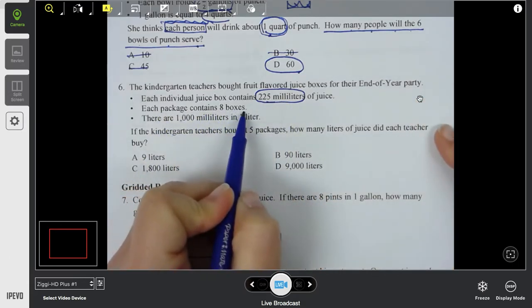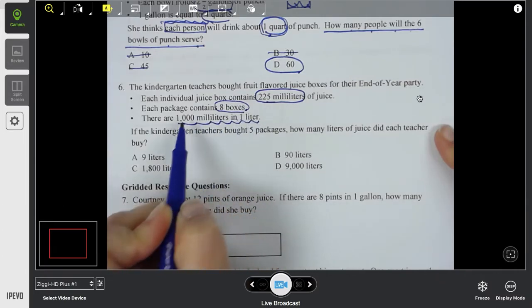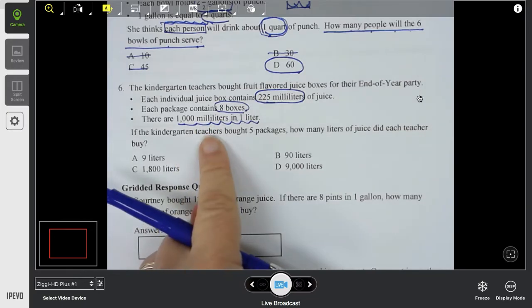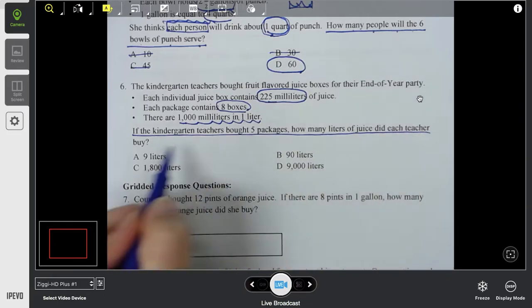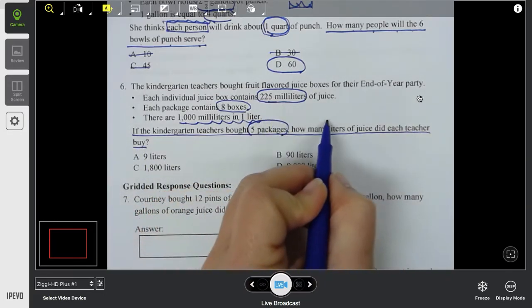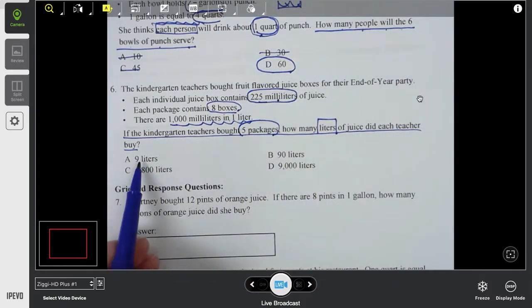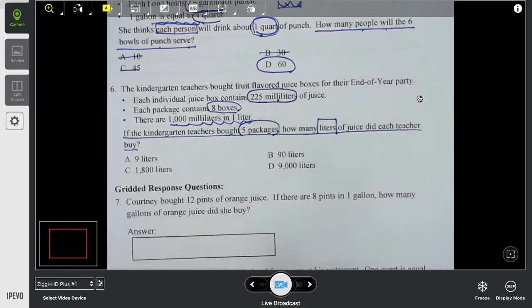Each package has 8 boxes. There's 1,000 milliliters in 1 liter. We knew that because of King Henry, and we know milli means 1,000. If the kindergarten teachers bought 5 boxes, how many liters of juice did they buy? They're buying 5 packages, and we're going to transfer them to liters. So we went from milliliters, and we're going to go to liters. So we got to change these milliliters into liters.